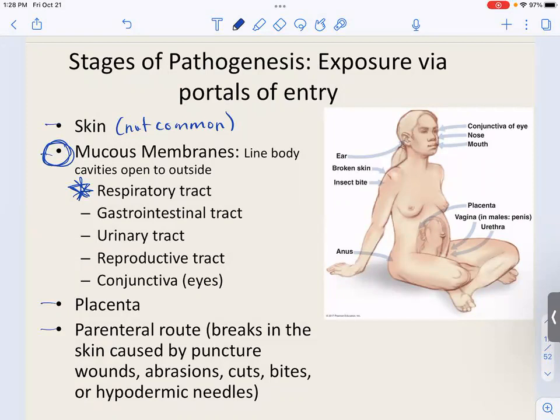And then kind of a catch-all, the parenteral route. I brought that word up last week, but remember that root, enteral, means intestinal. So par means not the intestinal route. Basically we use that word in this sense, like not the normal route. So this is kind of a catch-all for any time you have a break in the skin. It might be an insect bite. It might be a wound of some kind. It might be a needle poke. Those are all considered the parenteral route.